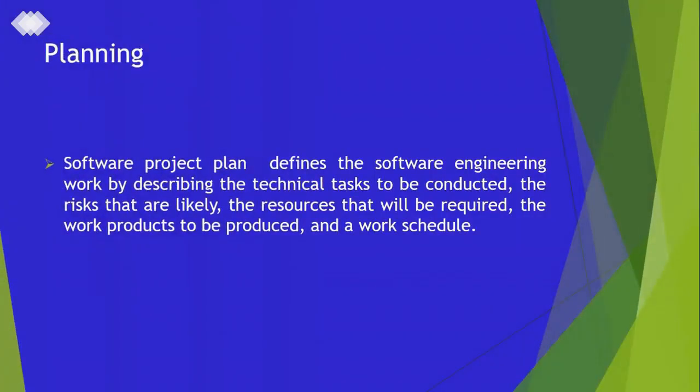Now come to the second activity, planning. The software project plan defines the software engineering work by describing the technical tasks to be conducted, the risks that are likely, the resources that will be required, the work products to be produced, and a work schedule.